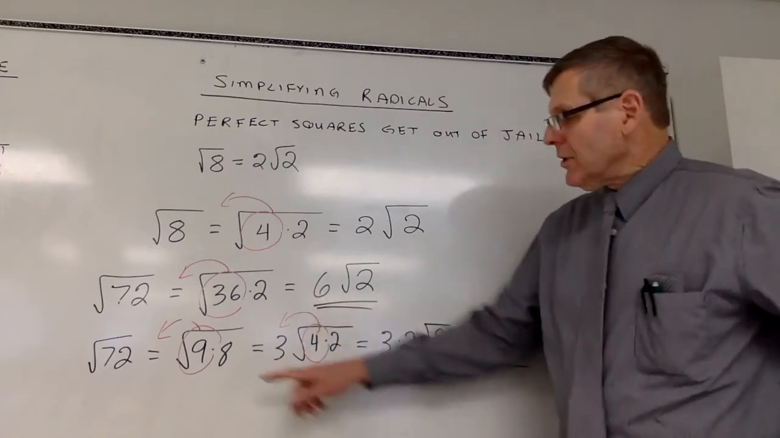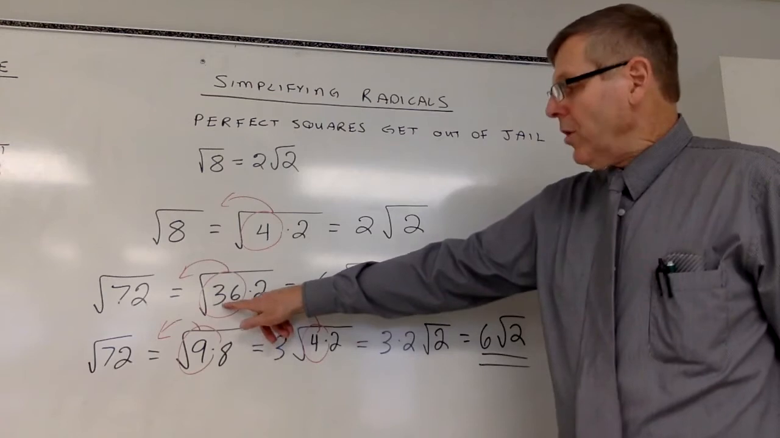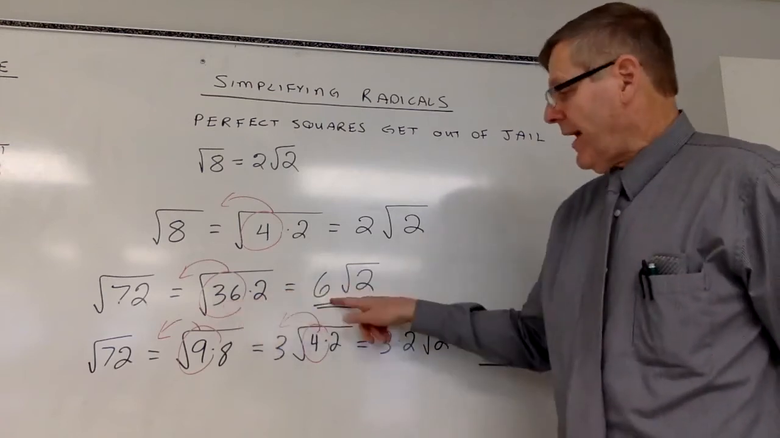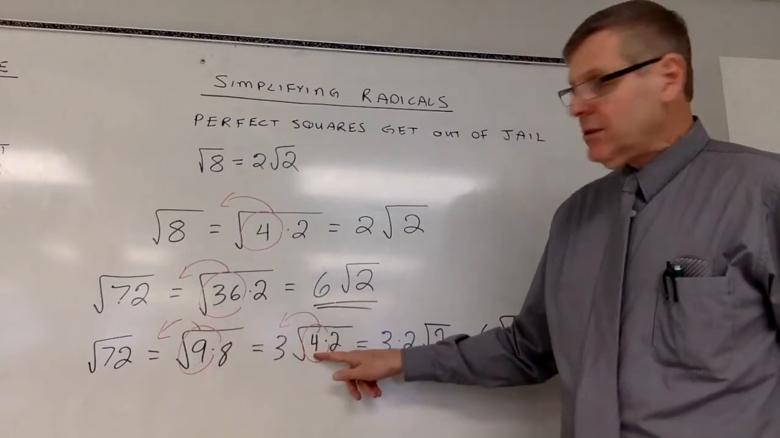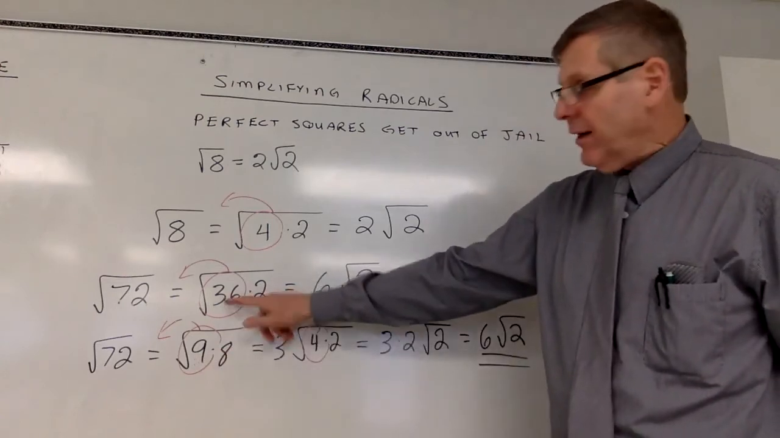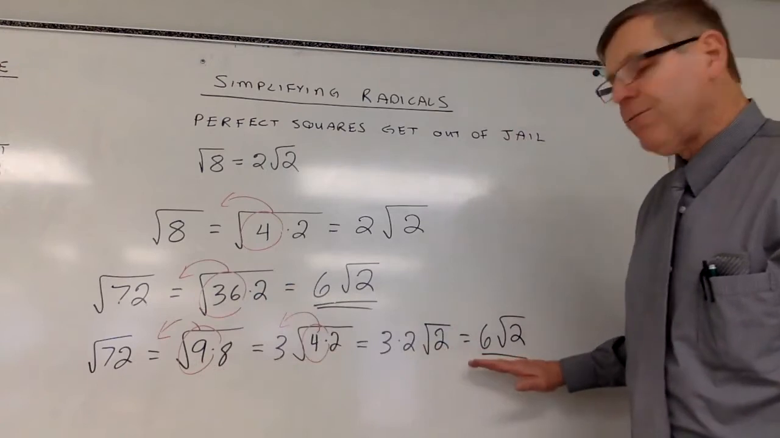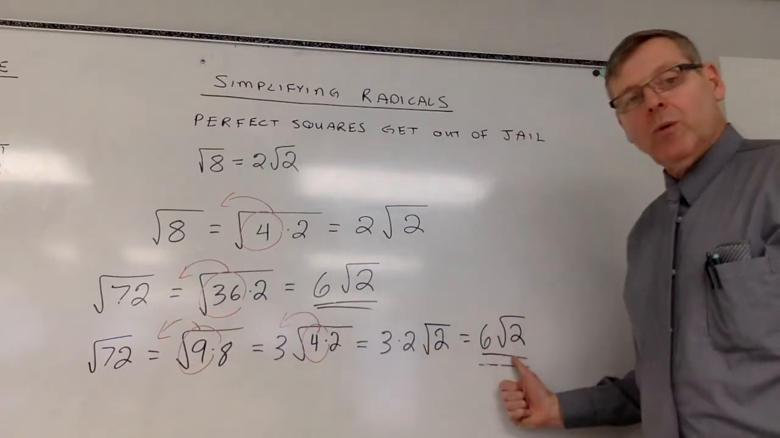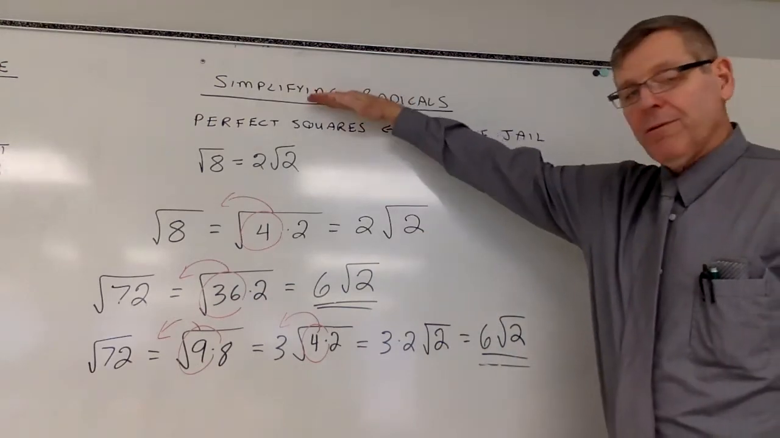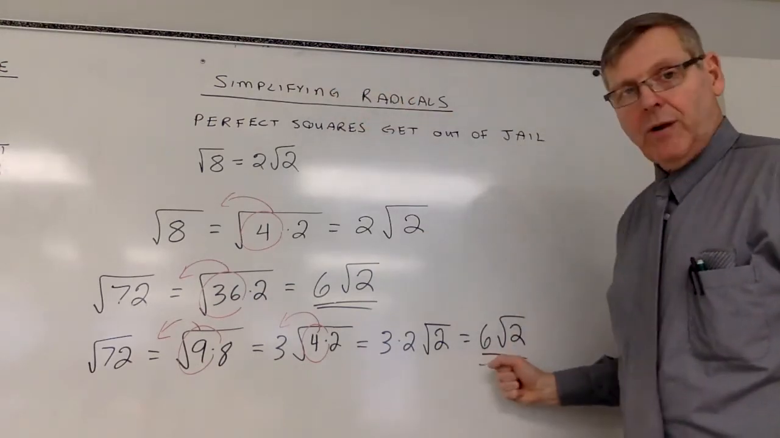So whether you see one large perfect square that'll factor all out at one time, or two smaller ones, which is often the case, you won't recognize the large one right off the bat. You'll still be able to fully simplify it down to 6 radical 2. This is what we call the fully simplified version of this radical.